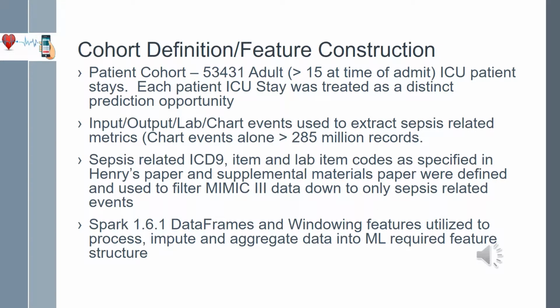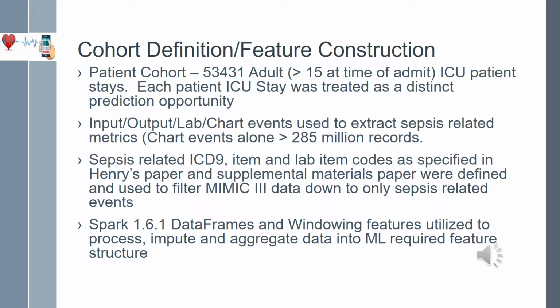The MIMIC3 data is nowhere near the size of most big data projects, but it did prove large enough for us to struggle with scalability issues. The cohort was based on adult ICU patients over the age of 15. We first built out a Postgres database to become familiar with the structure and data related to sepsis, particularly those metrics and ICD-9 codes referred to in Henry's paper and supplemental materials.